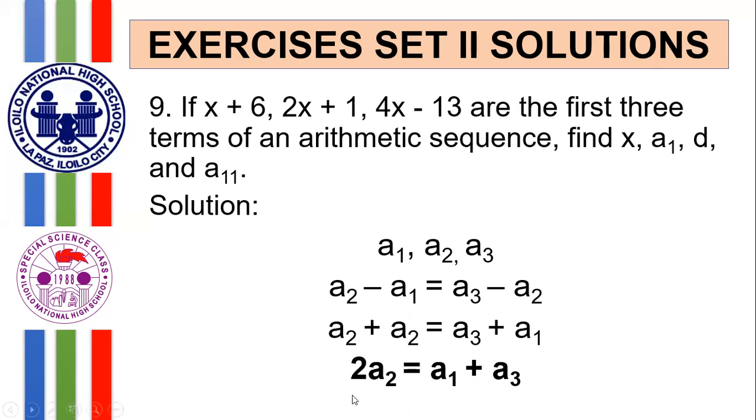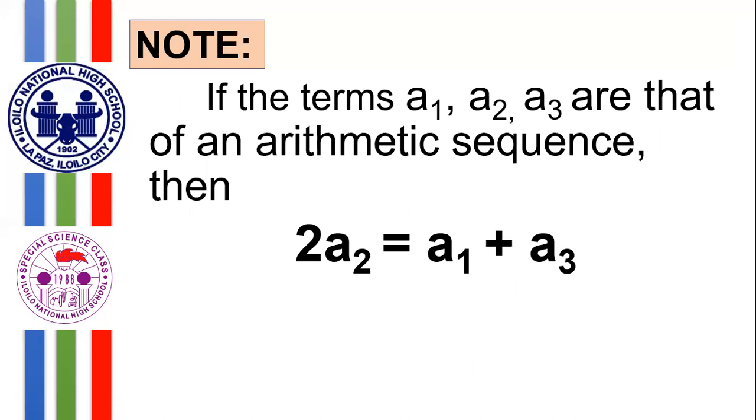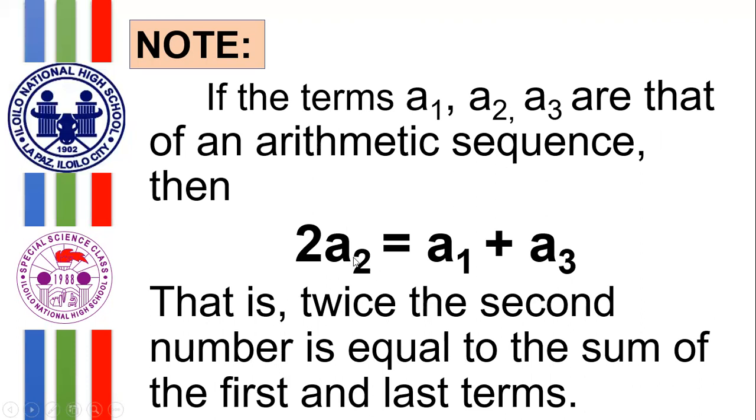And adding the left side, we have 2 a sub 2. And rearranging the terms on the right-hand side, we have a sub 1 plus a sub 3. That is why, if the terms a sub 1, a sub 2, a sub 3 are three terms that form an arithmetic sequence, then expect that twice the middle number is equal to the sum of the first and the last terms of your arithmetic sequence. Or it's just first plus third term for this case.